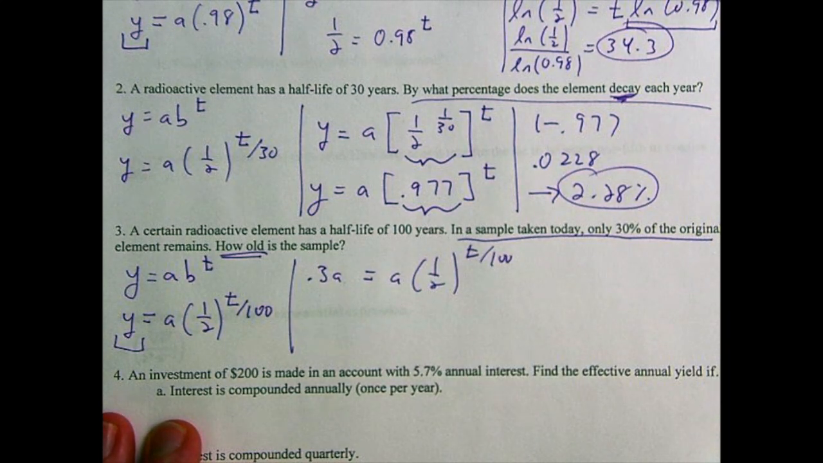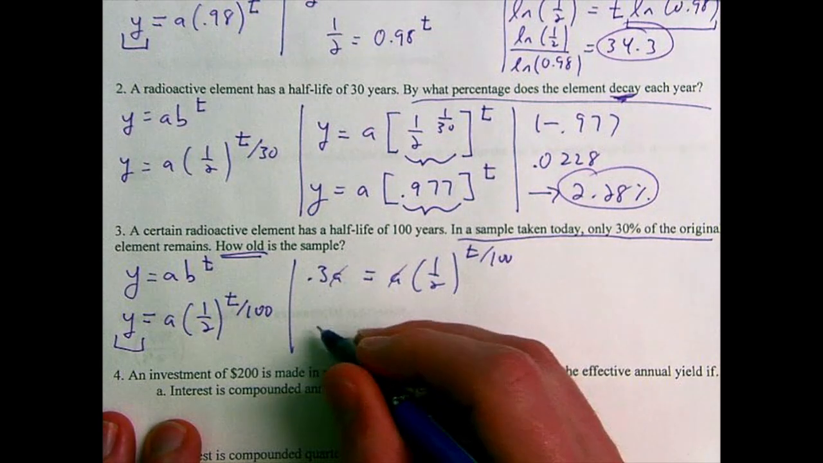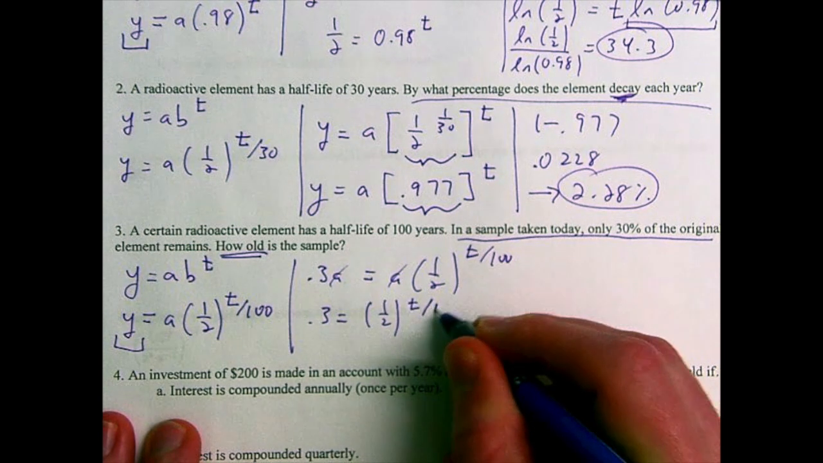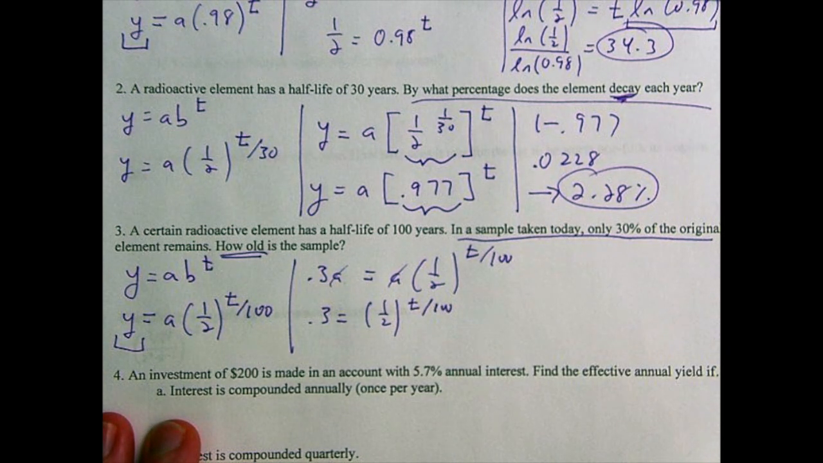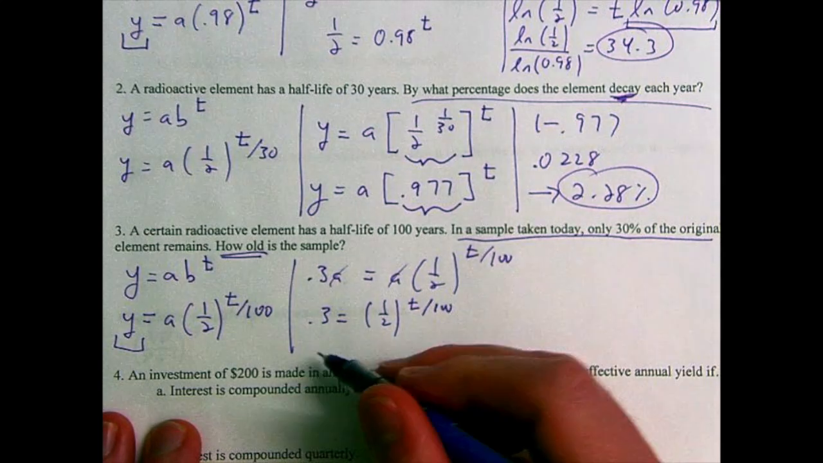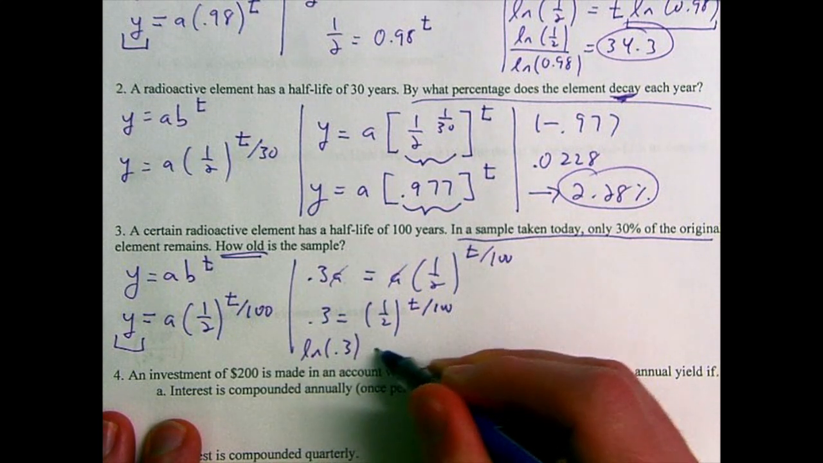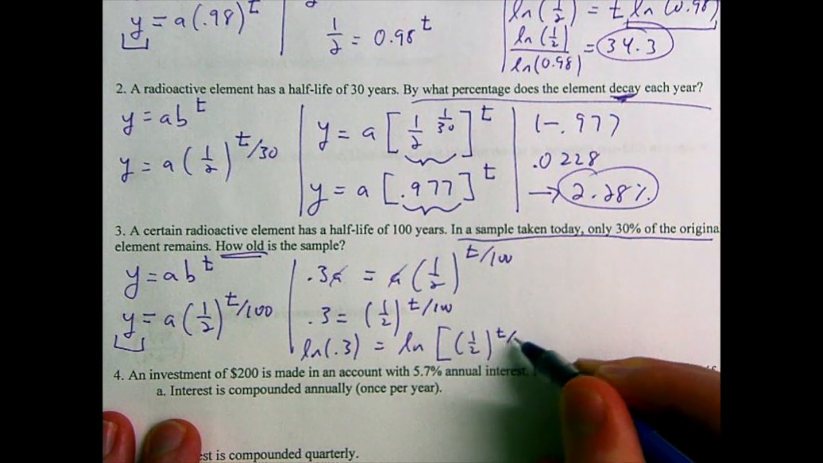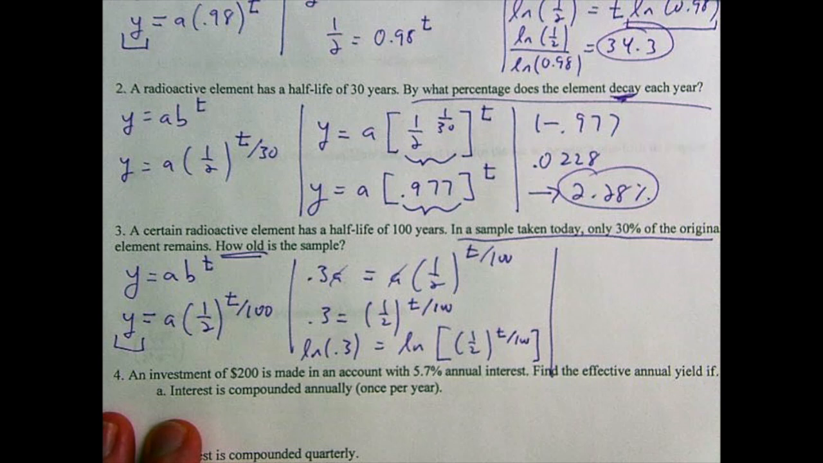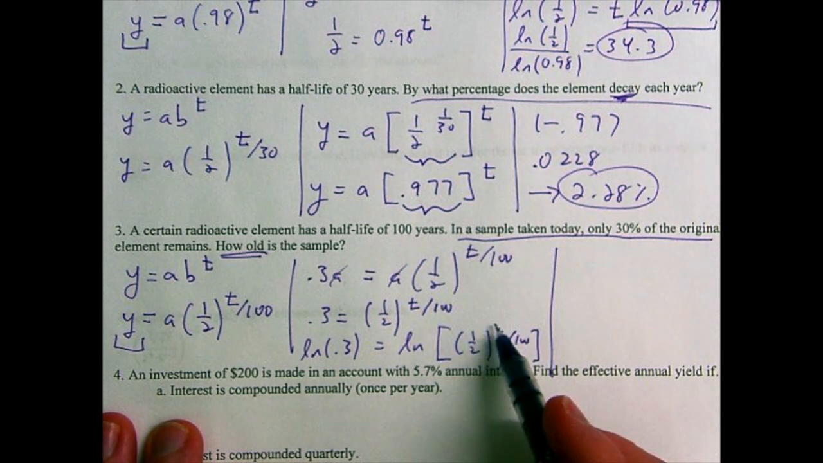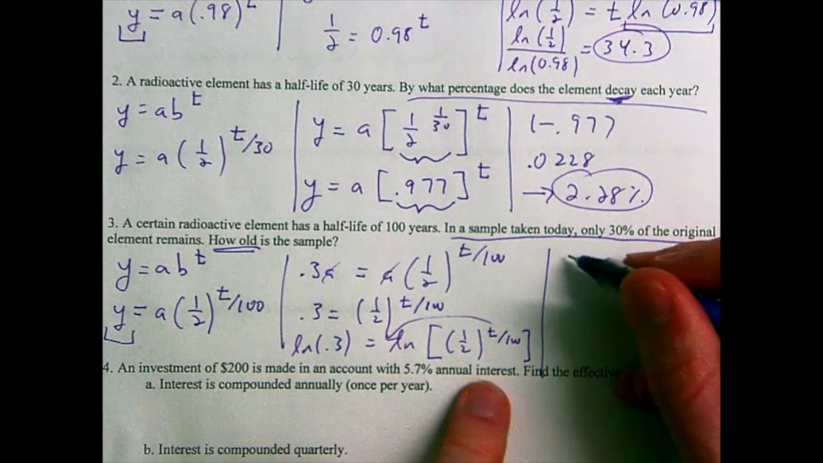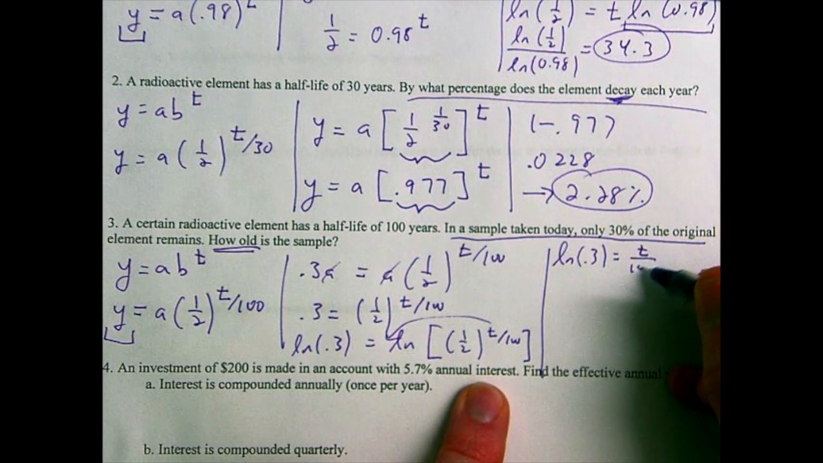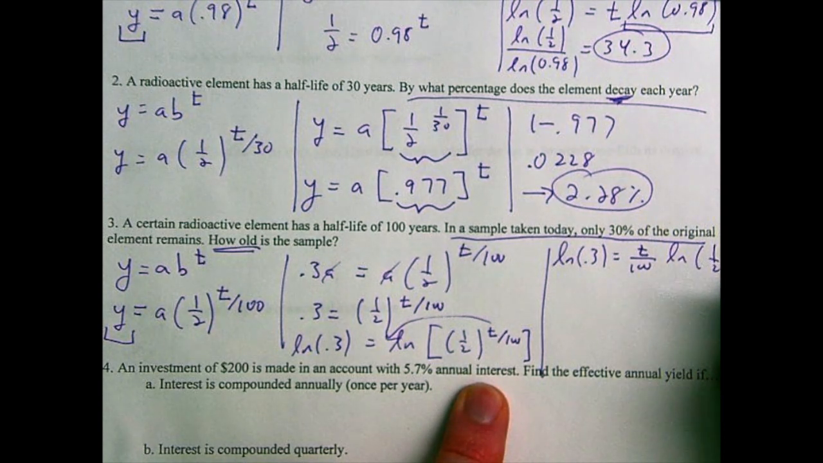What you notice now is that the a's can be divided off by both sides. So I have 0.3 is equal to 1/2 raised to the power of t over 100. And this is now an exponential equation that can be solved using logarithms. If I take the natural log of both sides, so that's 1/2 to the t over 100. As usual, this exponent of t over 100 will come down and be put on the side. So we have natural log of 0.3 is equal to t over 100, natural log of 1/2.